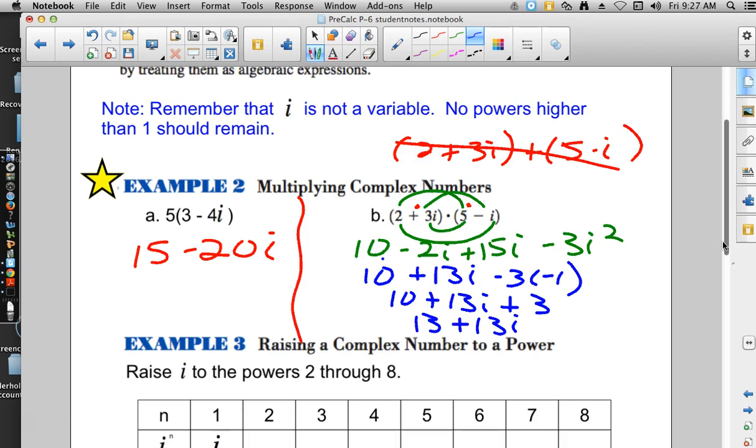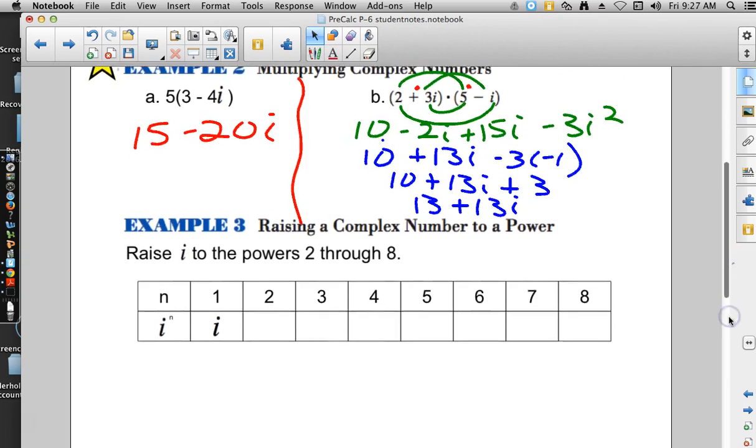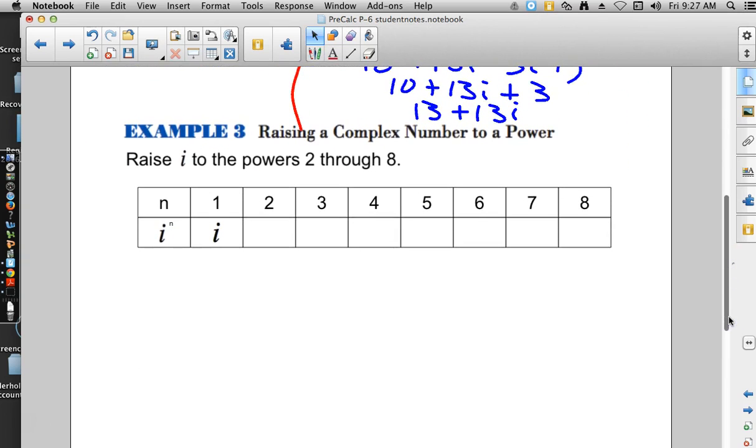So the math is the same, the algebra is the same, when we do FOIL, but when we get done, we have to keep in mind i squared, have to make that a negative 1. So down here, got a little chart to fill in. It says, raising a complex number to a power, raise i to the powers 2 through 8.